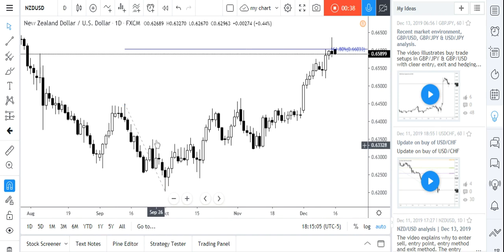NZD USD. So if you look at this leg down, in the last video I had shown you the butterfly, and 161.8% was a benchmark for deciding whether or not this is going to retrace from here or it's going to continue to the upside.